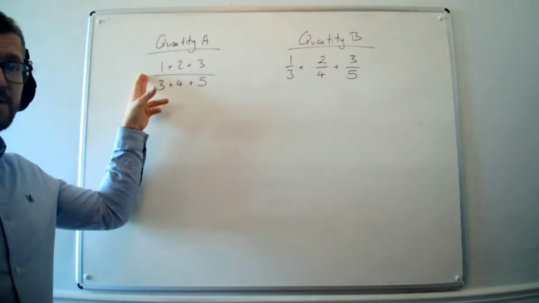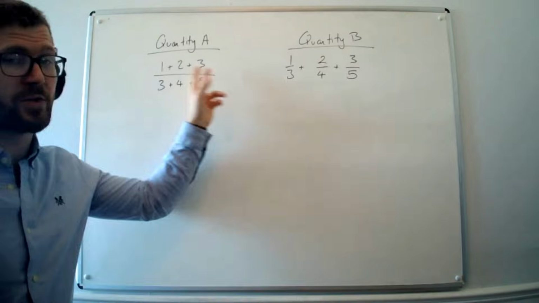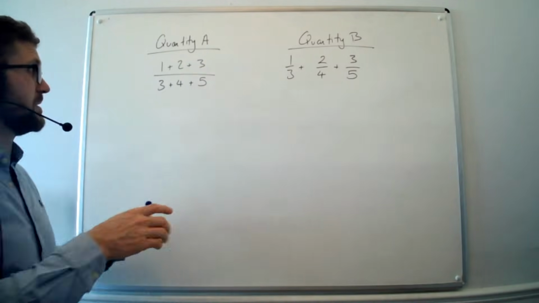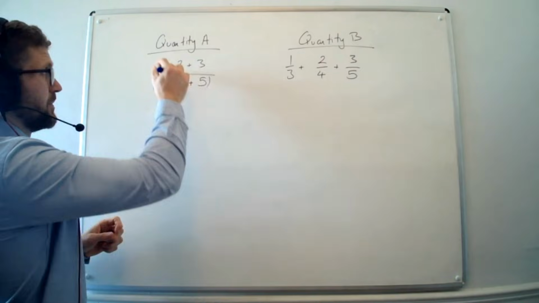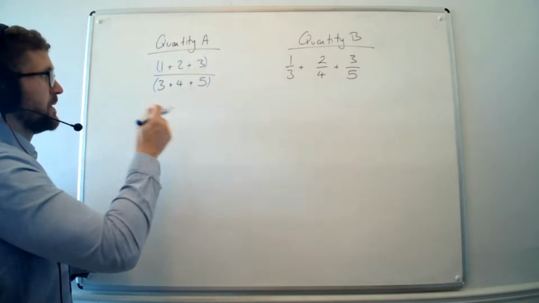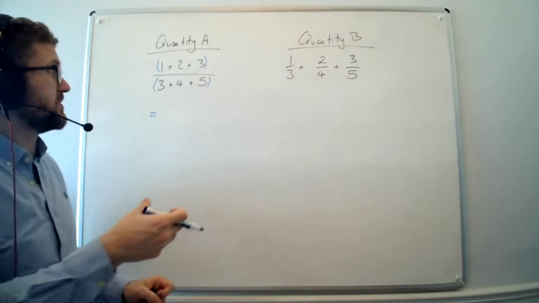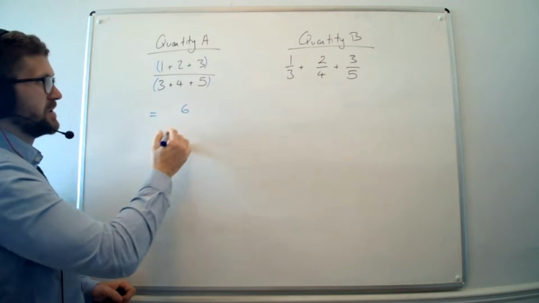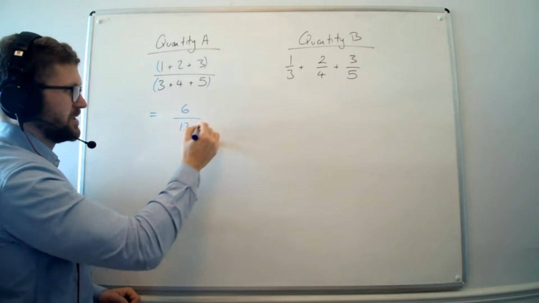So I'm going to deal with quantity A first. In this case, I've got the one line separating the top and the bottom of the fraction, one great big line in between. So I could think of this as having parentheses around these numbers, and so I can deal with what's inside the parentheses first. Top line would be 1 plus 2 plus 3 would give me 6. And bottom line 3 plus 4 plus 5 would give me 12.